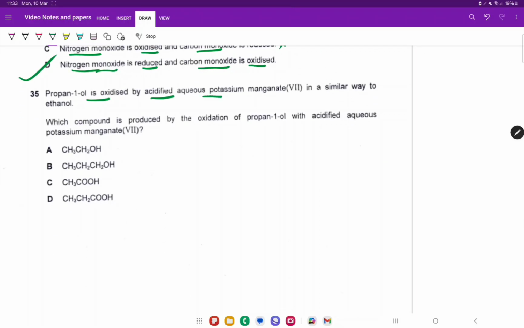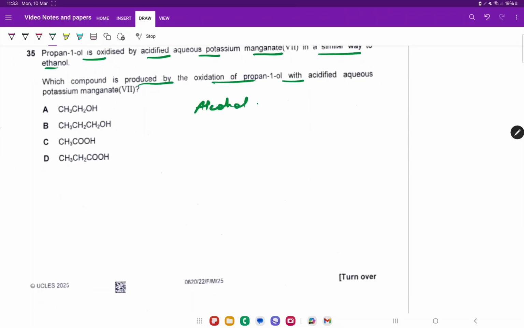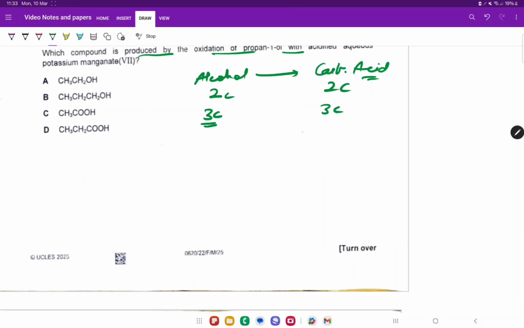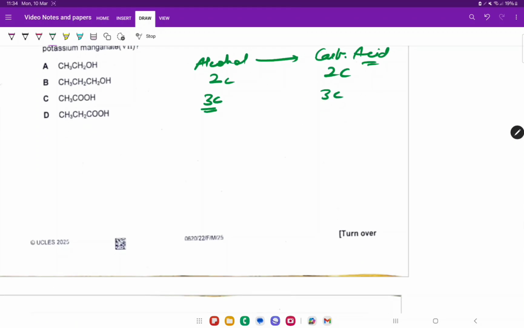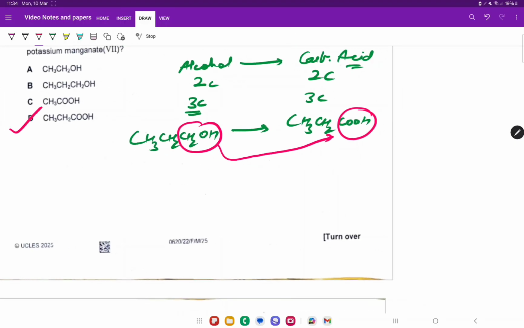Propan-1-ol is oxidized by acidified potassium manganate in a similar way like ethanol. Which compound is produced by oxidation of propan-1-ol? So whenever we oxidize alcohols, they form carboxylic acids having the same number of carbon atoms. It's a 2 carbon alcohol, 2 carbon carboxylic acid; 3 carbon alcohol, 3 carbon carboxylic acid is formed. So when it is propan-1-ol, it should produce propanoic acid, CH3CH2COOH. CH3CH2CH2OH is propan-1-ol. What is happening during this reaction? This CH2OH group is converting into COOH group, rest all same. The answer should be D, propanoic acid.